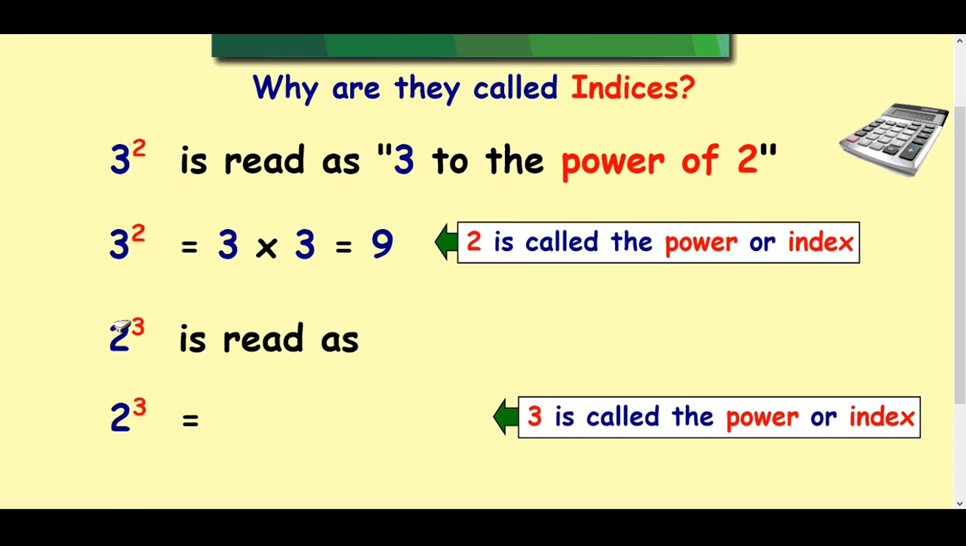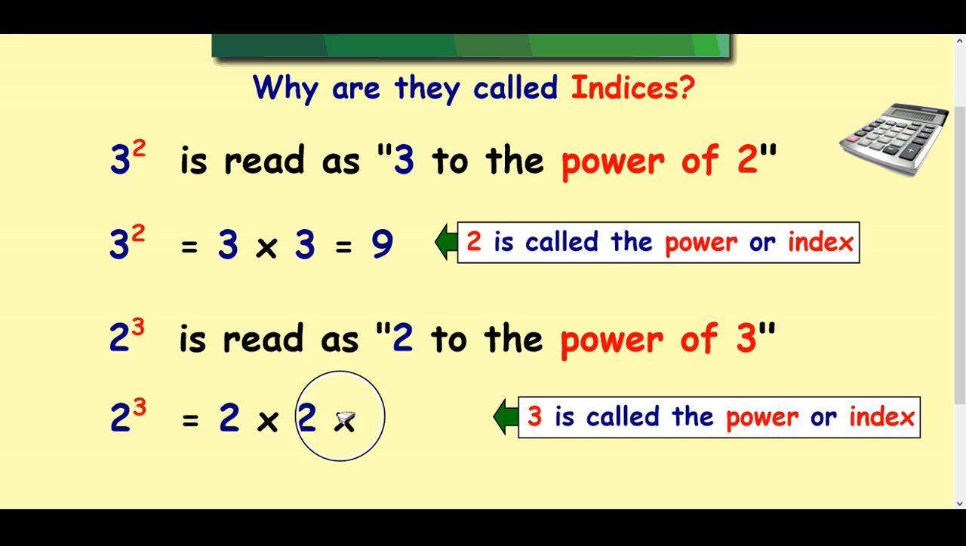This can be read as 2 cubed or 2 to the power of 3. There are usually special names for squared and cubed, but if you had a 4, you'd have to revert to power of 4, power of 5, and so on. And that is 2 times 2 times 2. Again, we'll come back to these in more detail later, but 2 times 2 is 4, times 2 is 8. So again, the number here, the 3, is called the power, or can be called the index, hence powers are indices.